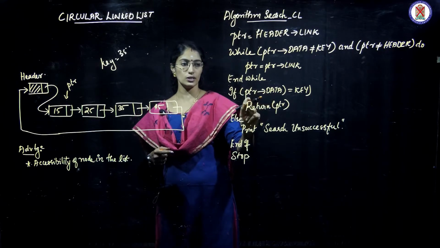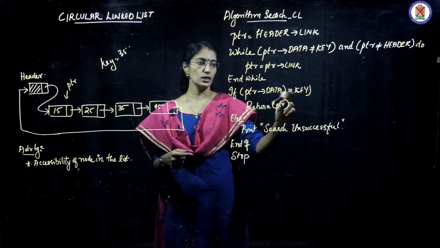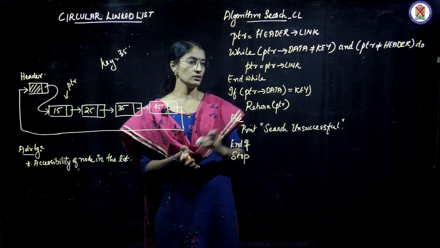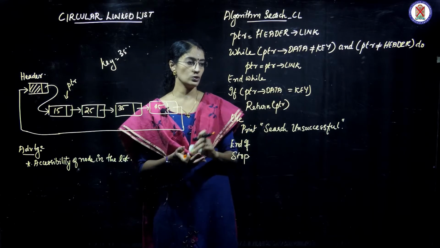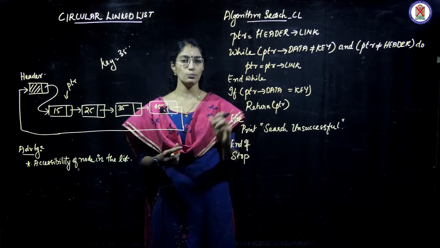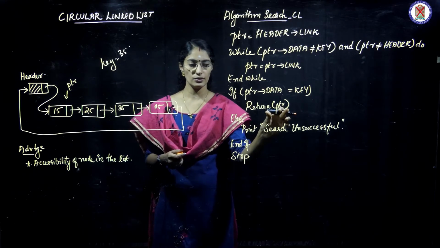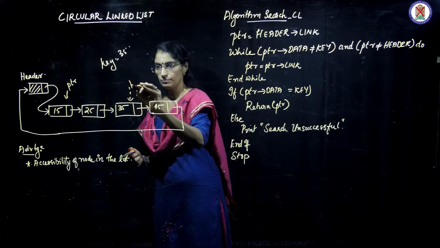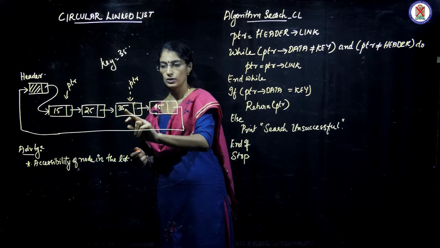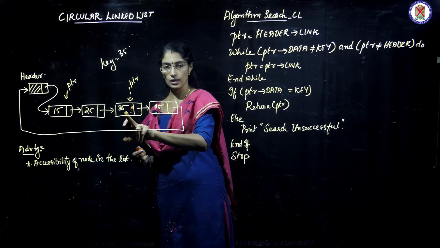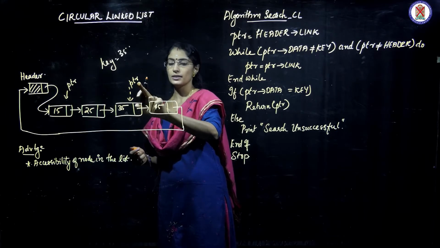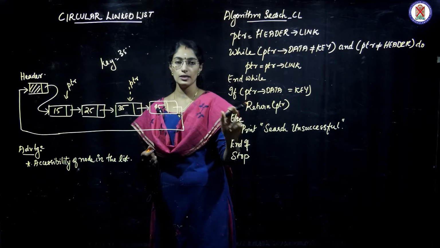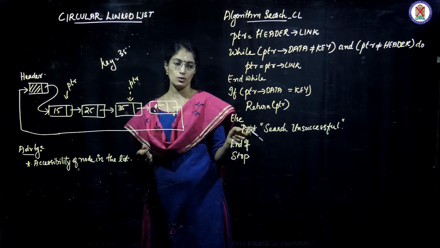So what is the if condition here? Ptr of data equal to key. When ptr of data is equal to key, what do we have to do? We have to return the ptr, that is, return the address of the current node. Naturally, I have reached here, ptr will be pointing to the third node and the data part is the key value, and this statement will be returning the address of the ptr value.